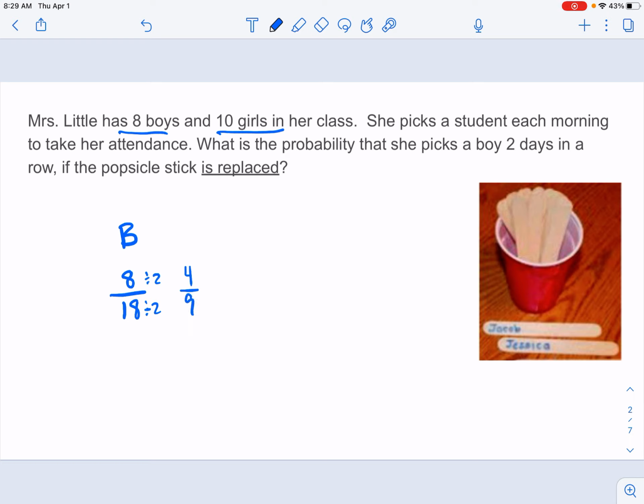Okay, the popsicle stick, so she picks the first one, she puts it back in the cup. So then there's still 18 to choose from the next day. The boys is still 8 out of 18. Remember, it simplifies to 4 out of 9. So then we multiply. 4 times 4 is 16. 9 times 9 is 81. Okay, so we have 16 out of 81, and that cannot be simplified. So the probability of her getting a boy 2 days in a row is 16 out of 81. So again, it's unlikely going to happen.